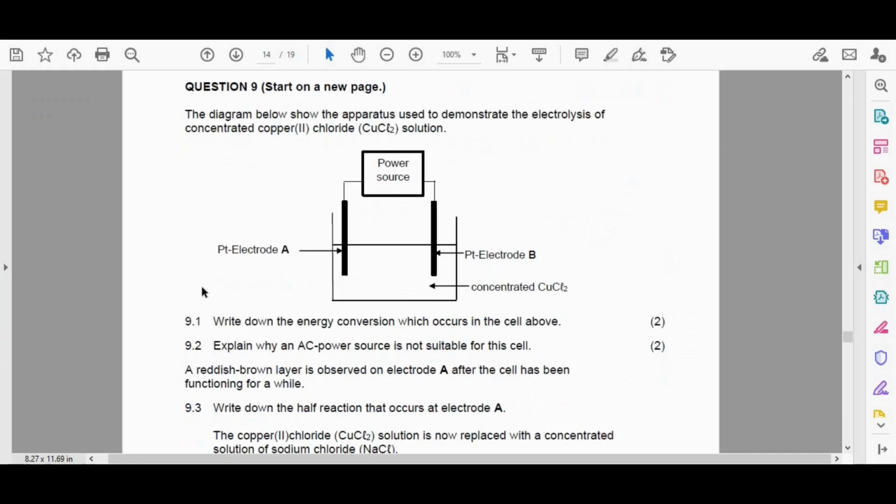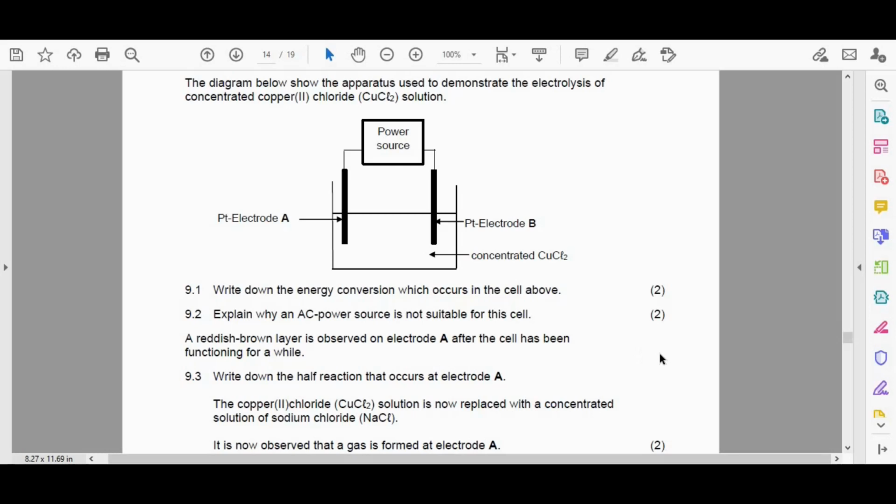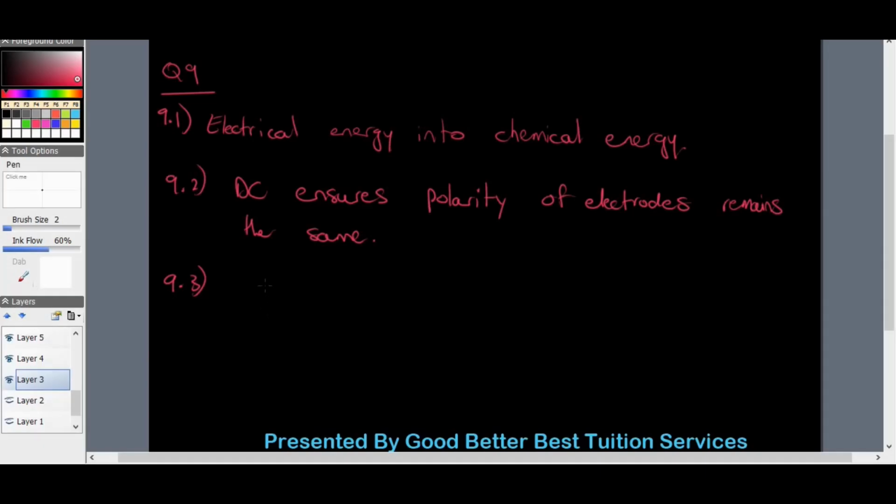Further on down the question, in 9.3, a reddish-brown layer is observed on electrode A after the cell has been functioning for a while. Write down the half reaction that occurs at electrode A. Well, we definitely see the presence of a certain metal in the solution, copper chloride. If a reddish-brown substance is collecting, we know by intuition that a reddish-brown color echoes the color of copper. So we definitely know it's the copper half reaction.